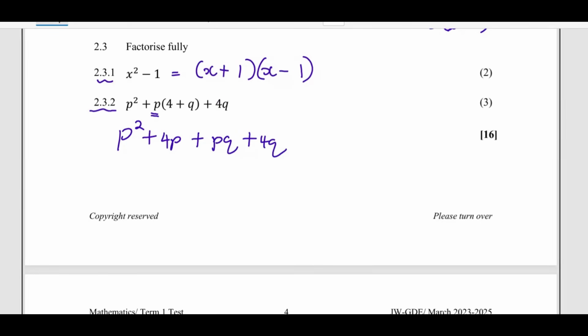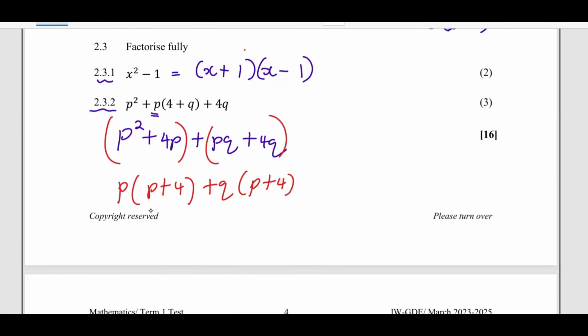I have 4 terms. Now with my 4 terms, I can group them. What's common here? It's a p. I'll be left with p plus 4. What's common here? It's a q. Then I'll be left with a p plus 4. So with the grouping method, the aim is to get the same bracket again. Okay, so take out that same bracket, which is a p plus 4. When p plus 4 is removed, we are left with a p.